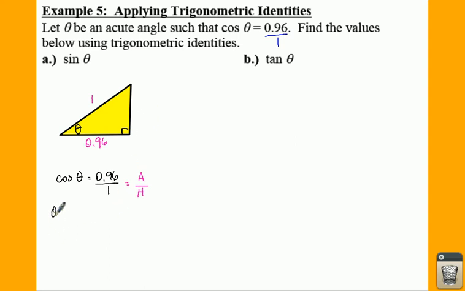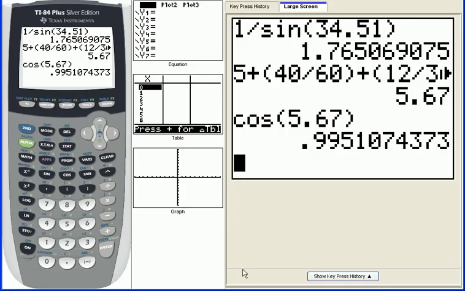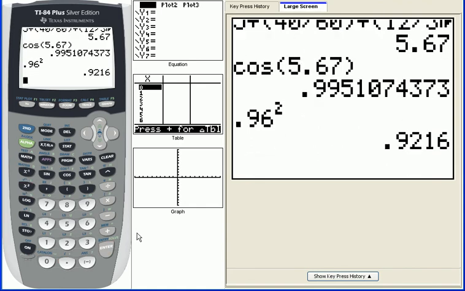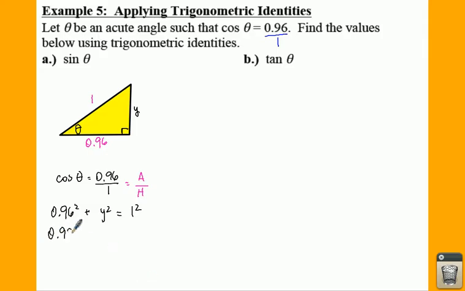So we need to say 0.96 squared plus, we don't know what this is, so we'll call this our y, or we could call it an O for opposite side, but that'd be a little more confusing. So we're going to do 0.96 squared plus y squared is going to equal 1 squared. So if you take 0.96 and you want to square that, it's 0.9216. So we get 0.9216 plus y squared is equal to 1 squared, which is just 1.